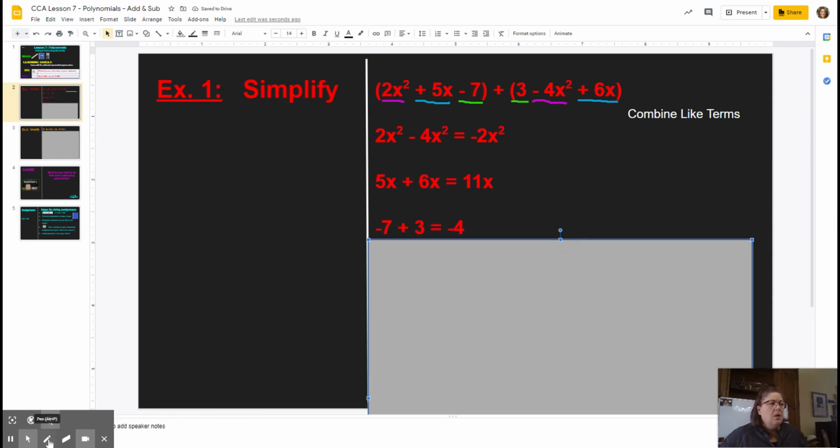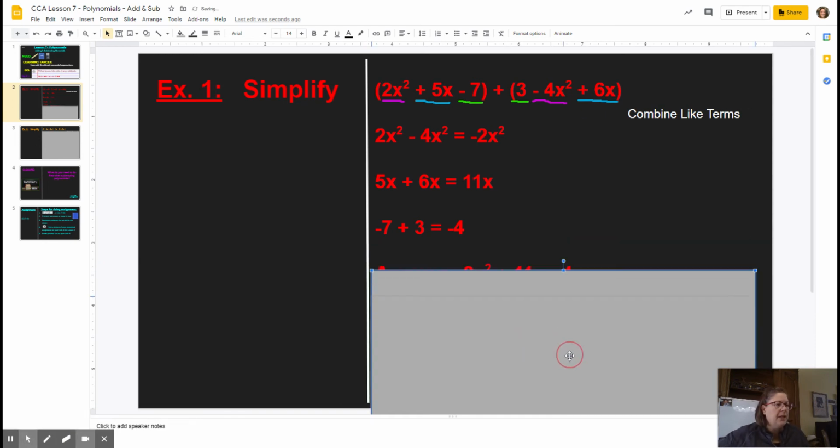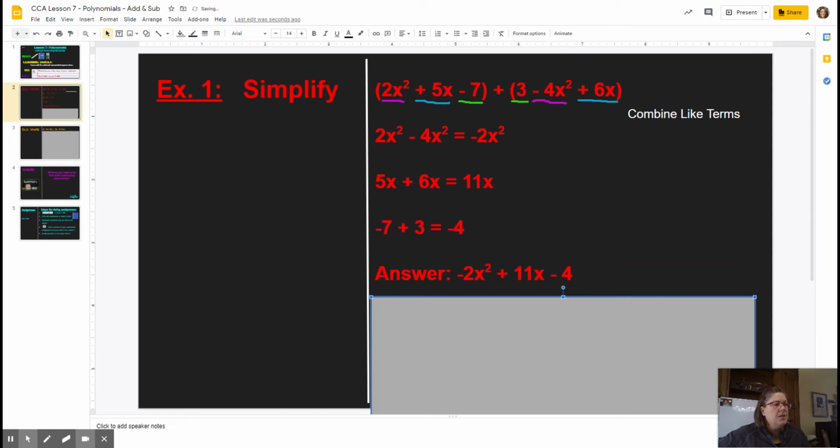Now, you wouldn't leave your answer like this, because you're adding these algebraic expressions. You're going to take each of those parts and put them into one final algebraic expression. So the answer for this is negative 2x squared plus 11x minus 4.